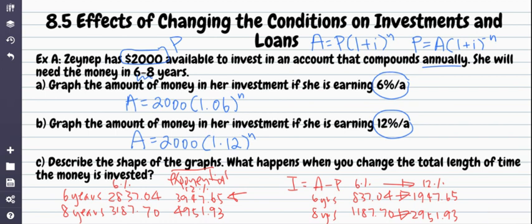So the lesson here is that even if you are doubling your interest rate, you're actually more than doubling the amount of interest that you're earning, which is pretty great. So let's look at an example B.